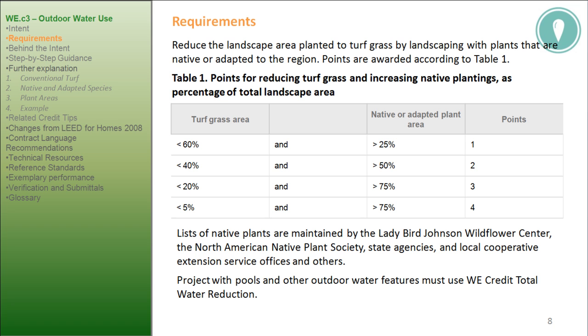Lists of native plants are maintained by the Lady Bird Johnson Wildflower Center, the North American Native Plant Society, state agencies, and local cooperative extension service offices and others. Projects with pools and other outdoor water features must use WE credit total water reduction.